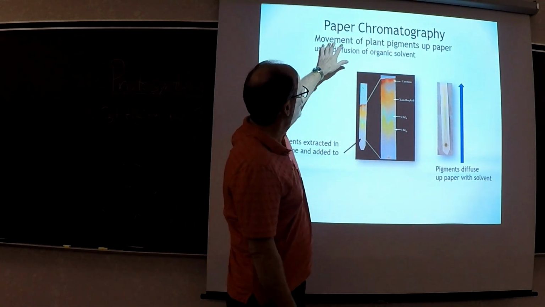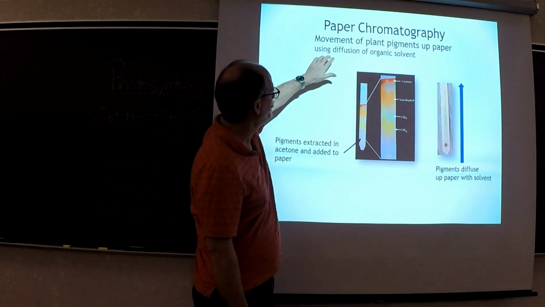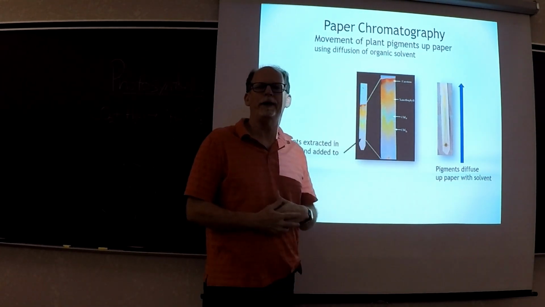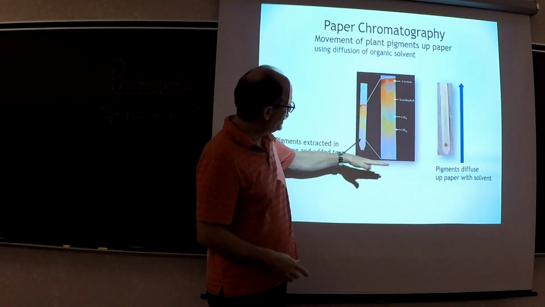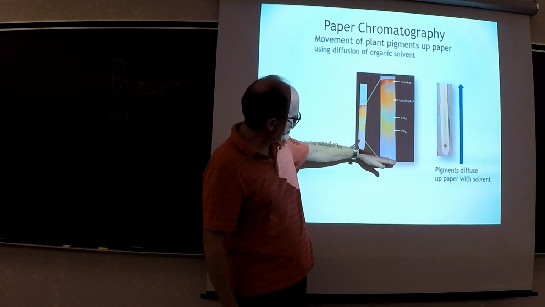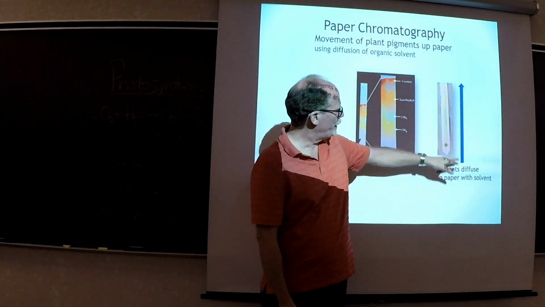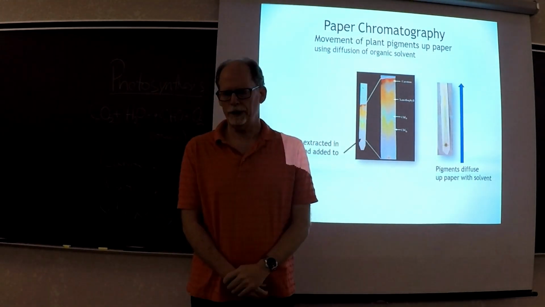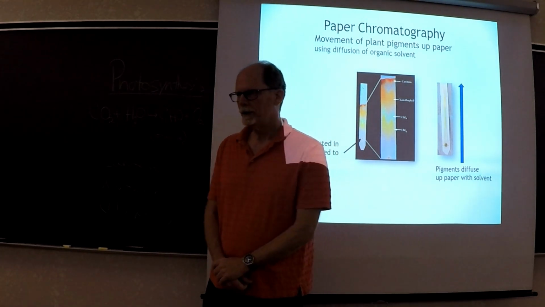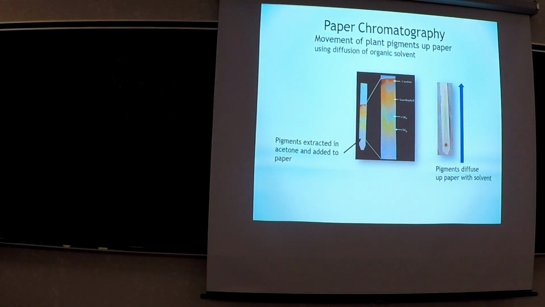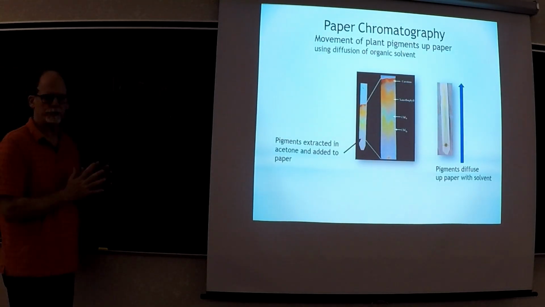So the movement of the plant pigments up the paper, diffusion is how they moved, right? They diffused from point A to point B, or here, or here, or here. They moved, like I put over there, the arrow. Pretty straightforward experiment. So that's it for the photosynthesis, right?